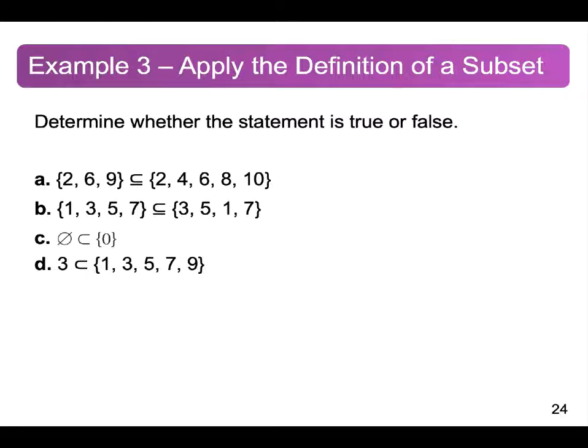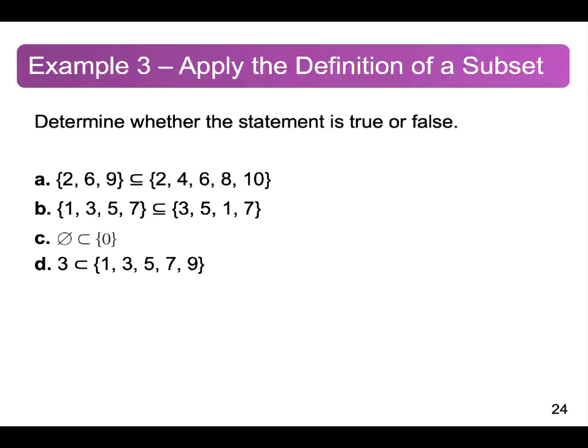We have 2, 6, 9. Is that a subset of 2, 4, 6, 8, and 10? Well, the answer is no, because 9 shows up on the left, but it doesn't show up on the right, so that would not be a subset. Then for B, 1, 3, 5, 7 is a subset of 3, 5, 1, 7, even though they're in a different order. All of the elements in the left set are in the right set. C, that's true because the empty set is always a subset of every set.